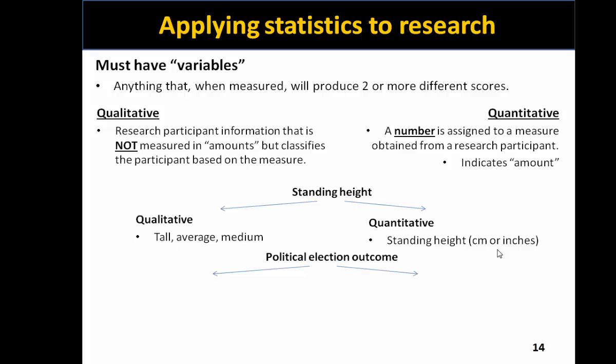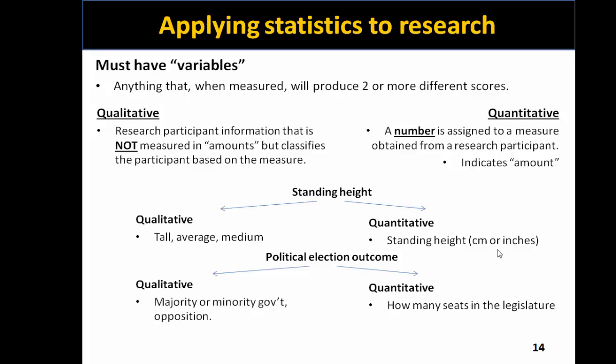Another example here might be political election outcome. If we take a quantitative approach to gather the outcome of a political election, we'll count how many seats in the legislature are held by the different parties that run in an election. Qualitatively, we might describe the outcome as which party is in a majority government, a minority government, or the official opposition.